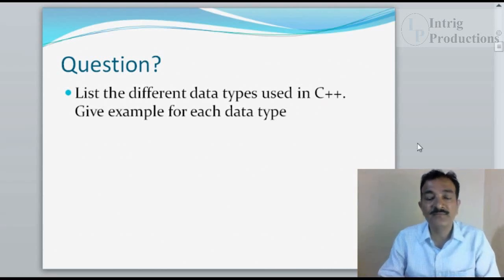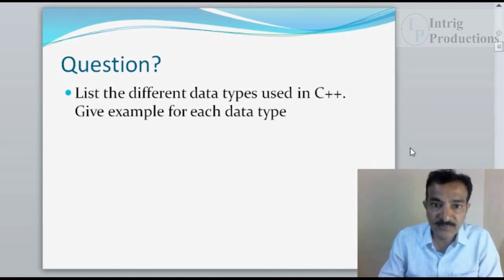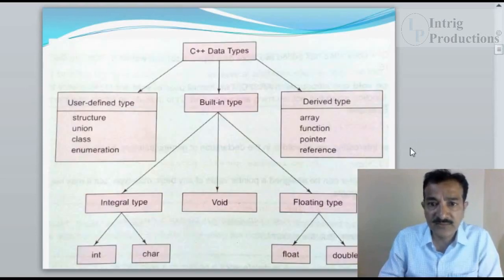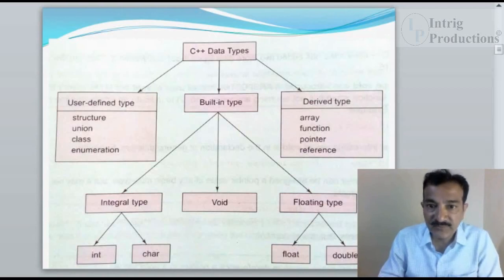So our next question is: list the different data types used in C++. Give an example for each data type. So let us list the data types used in C++. Now broadly, the C++ data types can be defined into three different types.